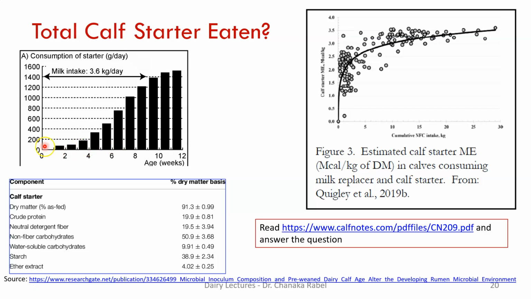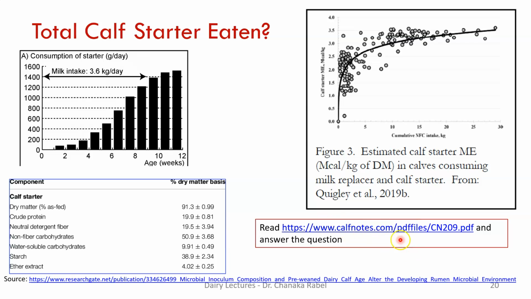For example, during the first week, no calf starter. During the second week, they are eating about, let's say, 50 grams per day. During the third week, 100 grams per day. During the fourth week, maybe 150, and so on. So calculate this. This must be the time point of weaning here. They are weaning on the 8th week, after the ninth week here. So add them up and see what they eat.